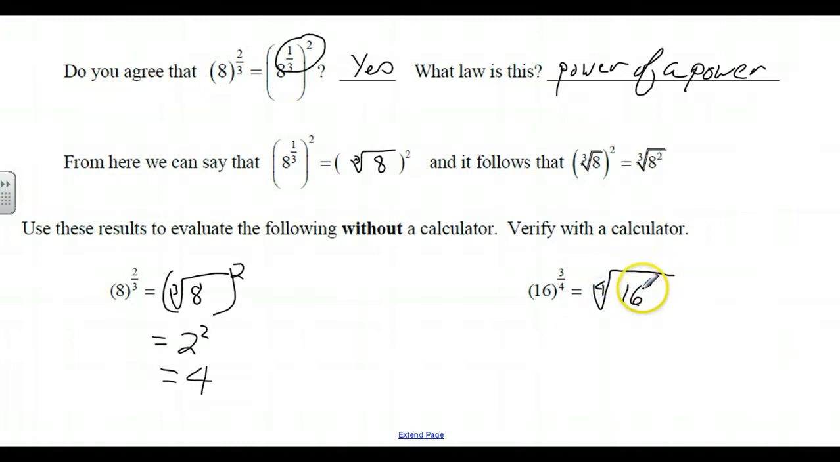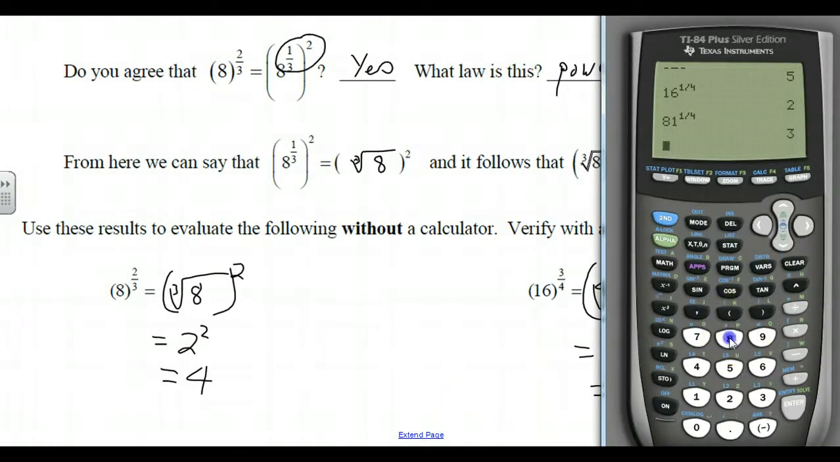Now, I could put the cubed here, but I don't even know what 16 cubed is. I would have to work that out, and I'm not going to do this. We're going to do this without a calculator. So then we'll cube. The 4th root of 16 is 2. Cubed is 8. Verification, so we want 8 to the power of 2/3.